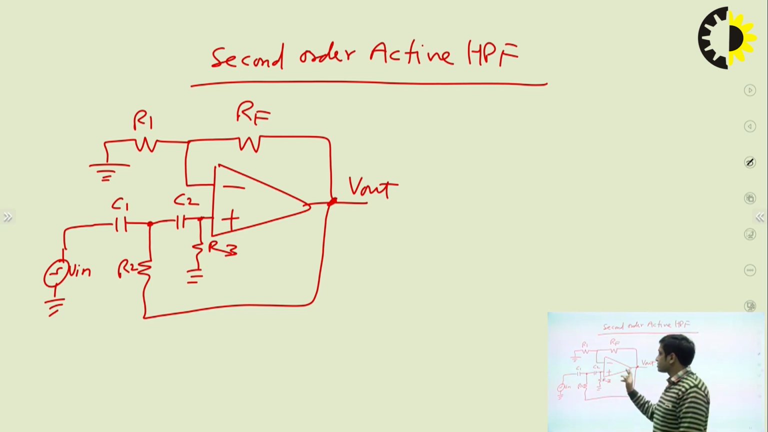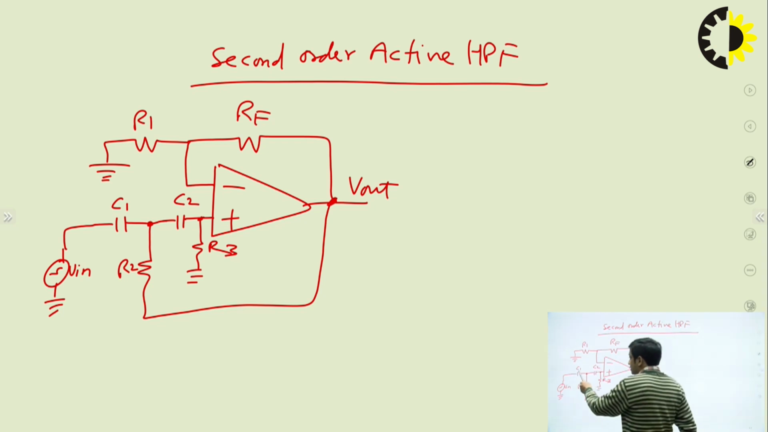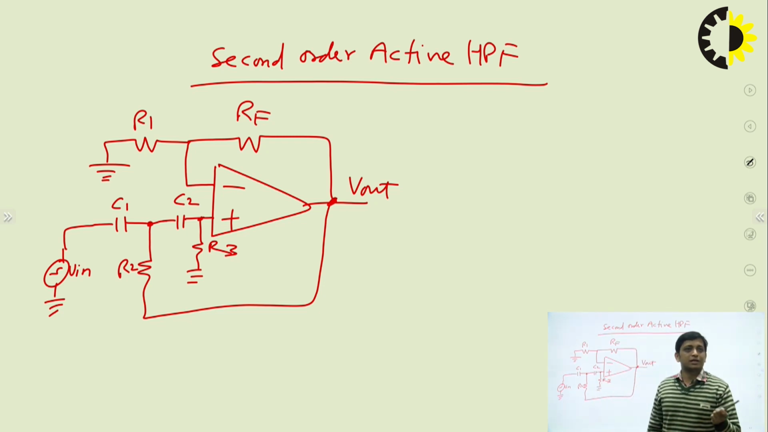Now just compare this circuit with the second order low pass filter. First refer to the second order low pass filter circuit, right? In the second order low pass filter circuit, you have to just interchange R and C. Now similarly, this is the circuit of the second order high pass filter. If I say draw the circuit of the second order low pass filter, what you have to do? You have to just replace C1 and C2 with resistors and R2 and R3 with capacitors. You will get the second order low pass filter.